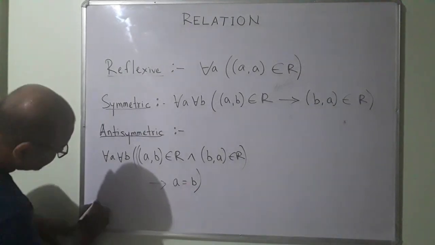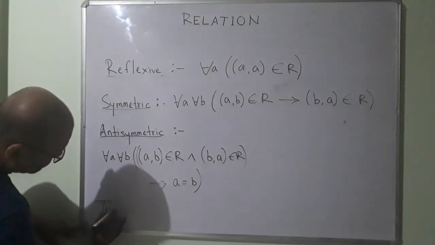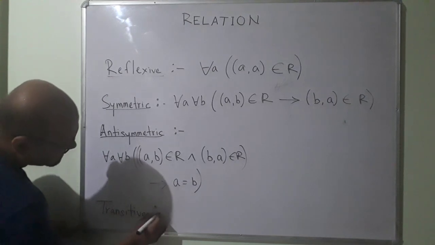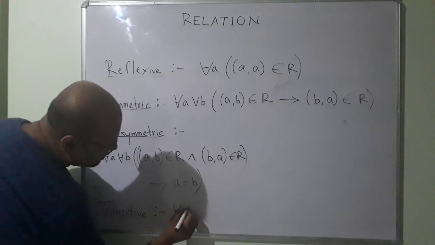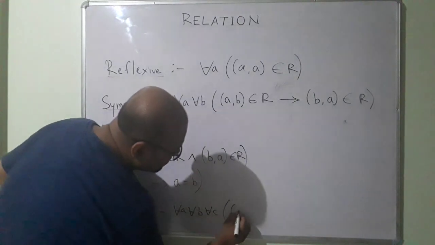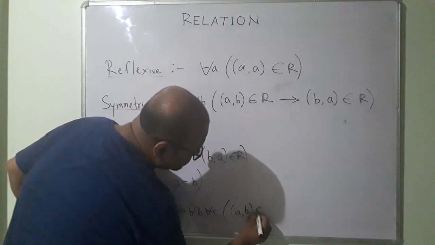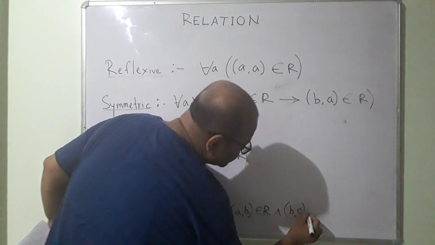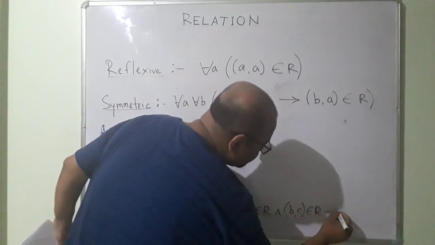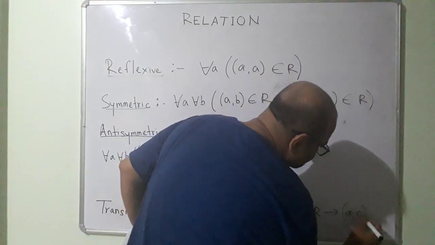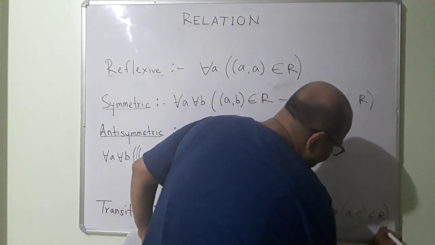Next definition is transitive. This means that for all A, all B and all C, if AB is in the relation and BC is in the relation, that would mean that AC should be in the relation.